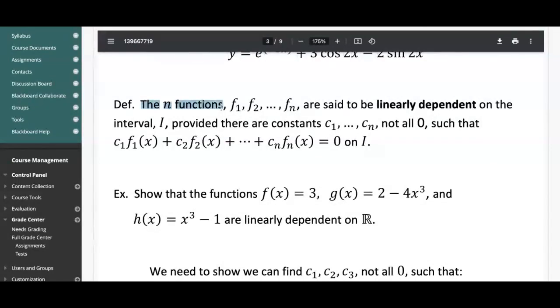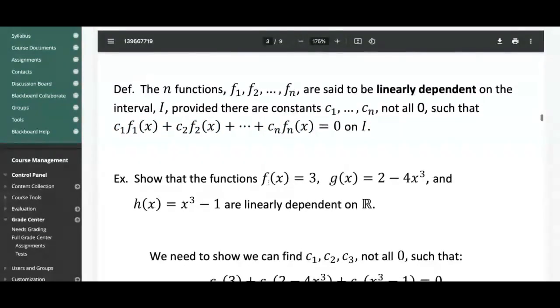Similar as before. Now, n functions, f1, f2, up to fn, are said to be linearly dependent on the interval I, provided that there exist constants C1 up to Cn, not all 0, some of them can be 0, such that the linear combination equals 0. If the linear combination equals 0, it is said to be linearly dependent. Let's see an example.